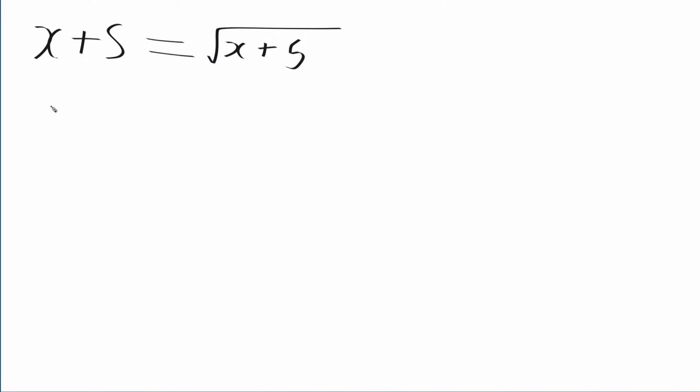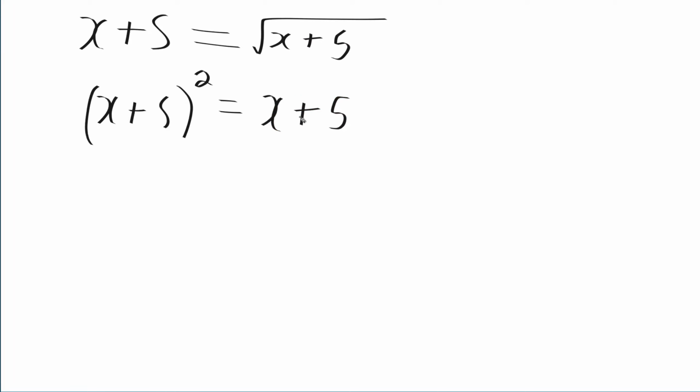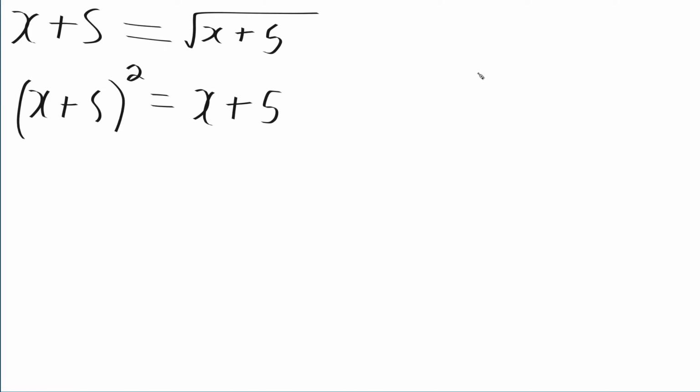So we're going to have x plus 5 squared is equal to, well, if we square a radical, that cancels out the radical. So we're just going to have is equal to x plus 5. Okay. And now for our left-hand side, in order to square this binomial, we're going to use an area model. You can use FOIL if you like, but an area model works too.